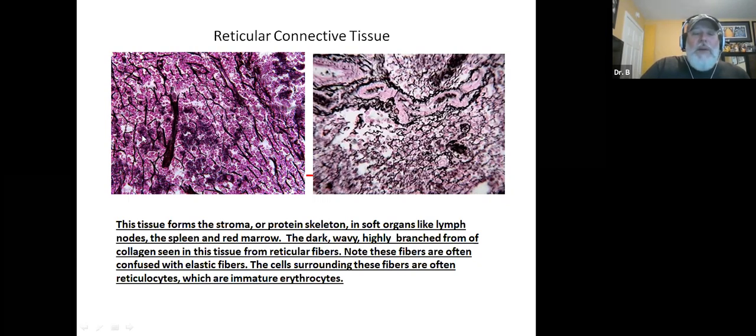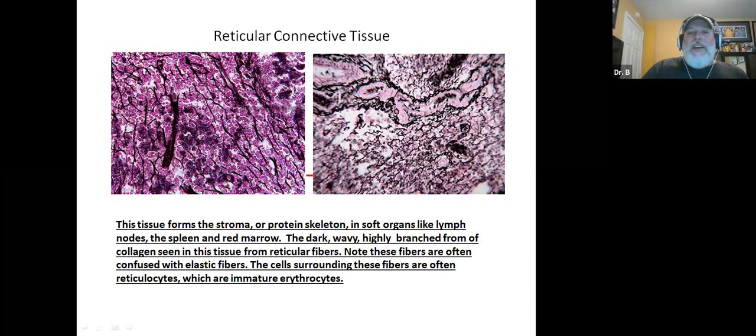Now, don't make the mistake, and this is a common mistake, of mixing up reticular connective tissue and blood. All right, we're going to look at blood in just a little bit, and blood is going to have lots of red blood cells. But one of the things that blood is going to be missing is all of these reticular fibers. So make sure you don't get reticular connective tissue and blood mixed up. One, you're going to see fibers right here, and the other one, you're not going to see fibers, and that's going to be blood.